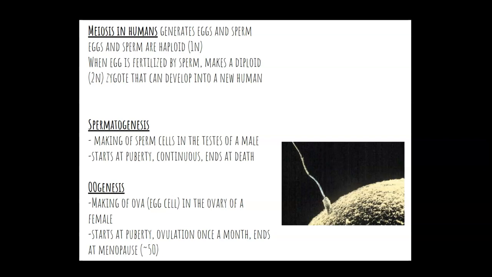Oogenesis is the making of ova, or egg cells, and that happens in the ovaries of females. This starts at puberty, and ovulation occurs once a month. So you go through the first part of meiosis once a month, and it ends at menopause at around age 50.